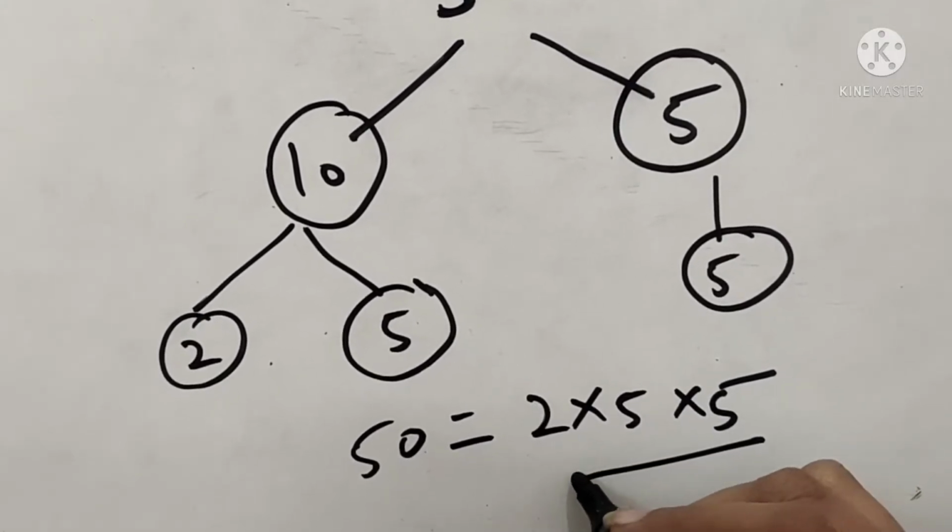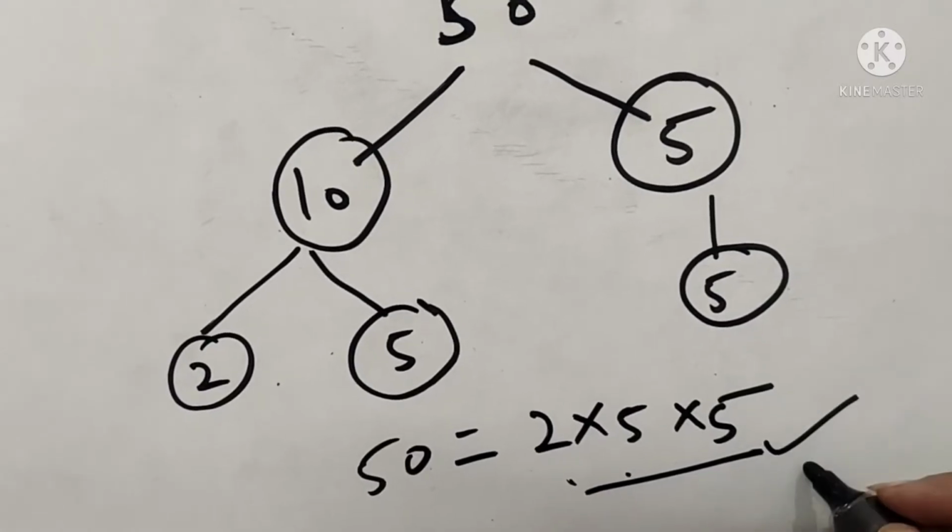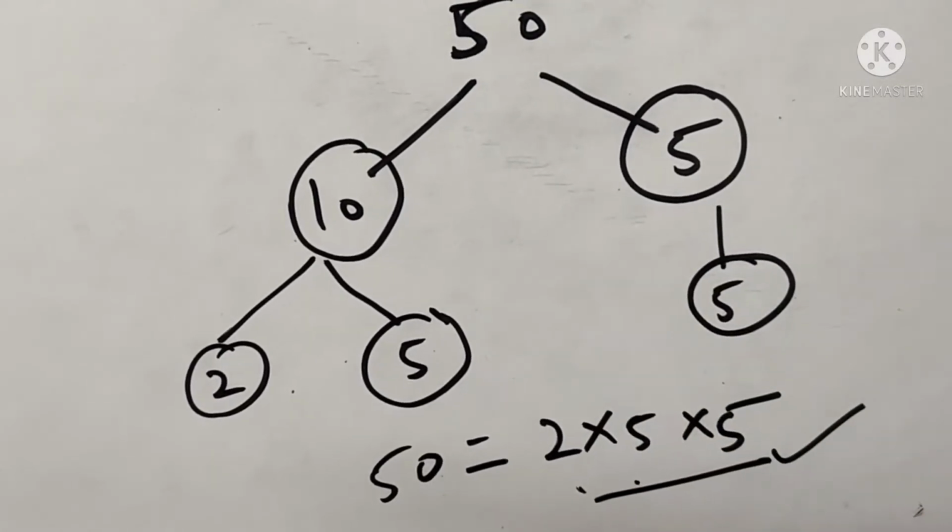Now let us check our answer again. 2 into 5 is 10 and 10 into 5 is 50. So this is the factor tree method.